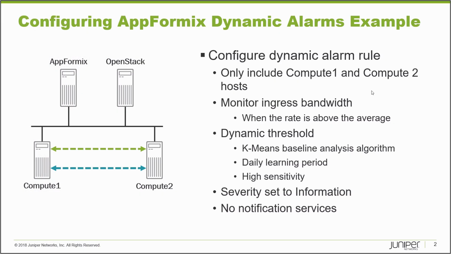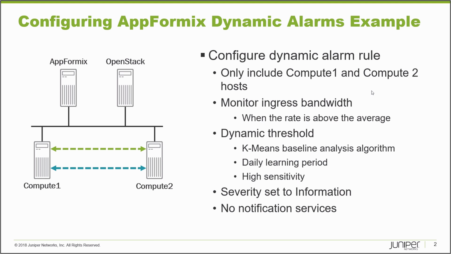Alright, so let's go ahead and jump right to the example. In this example, we have 4 hosts. We have an AppFormix controller. Then we have the OpenStack node, which has the SDN controller functionality. And then we have 2 compute nodes, compute 1 and compute 2. And on those compute nodes, we have VMs that are sending traffic between each other.